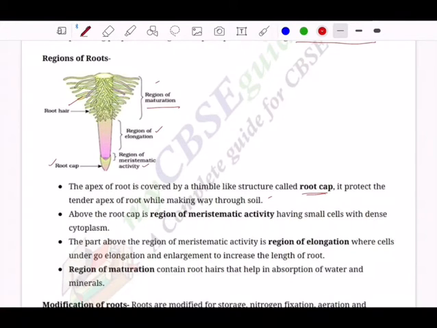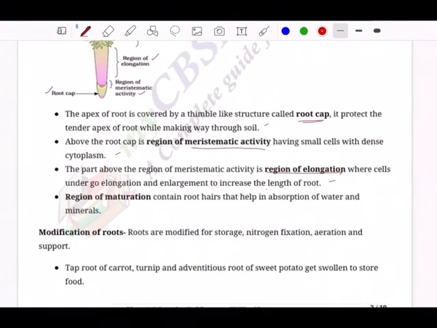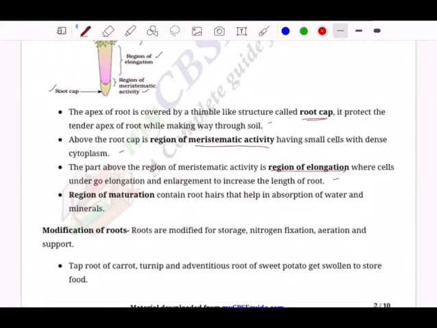Above the root cap is the region of meristematic activity, having small cells with a dense cytoplasm. The part above the region of meristematic activity is the region of elongation, where cells undergo elongation and enlargement to increase the length of the root. And then finally, the region of maturation contains root hairs that help in absorption of water, minerals, and of course anchorage.